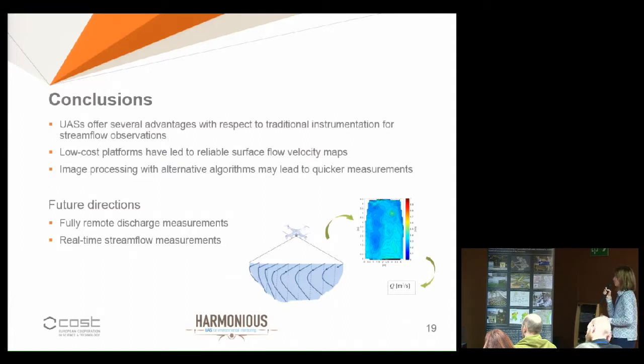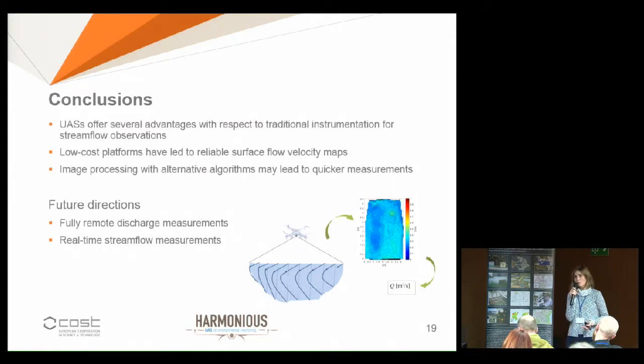Okay, so this is mostly what I wanted to present today. Of course, I'm very happy to be part of this COST Action. I think that UAVs can have a great potential for streamflow observations. Of course, low-cost platforms can be a bit tricky. We need to work a lot more on image processing to get reliable data.